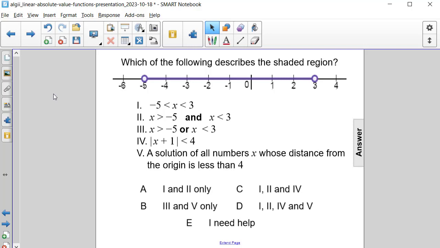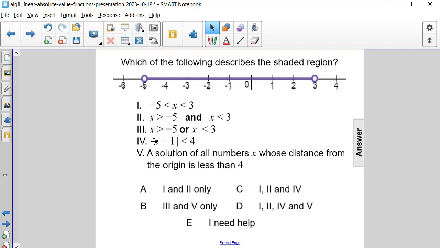Which of the following describes the shaded region? Is it Roman numeral 1, -5 is less than x, which is less than 3? Is it Roman numeral 2, x is greater than -5 and x is less than 3? Is it Roman numeral 3, x is greater than -5 or x is less than 3?